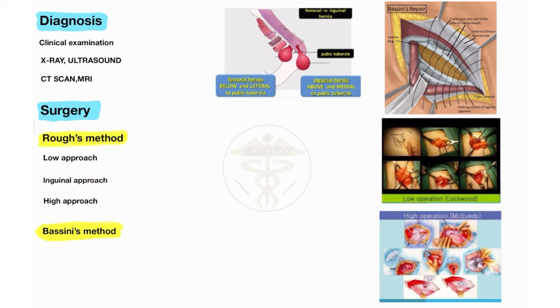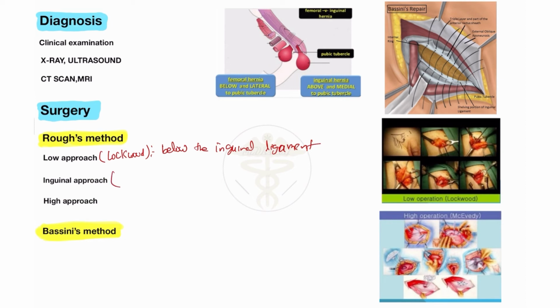First of all, the low approach is also called the Lockwood approach. Please learn this also. In this case the incision occurs below the inguinal ligament. So this is called the low approach.